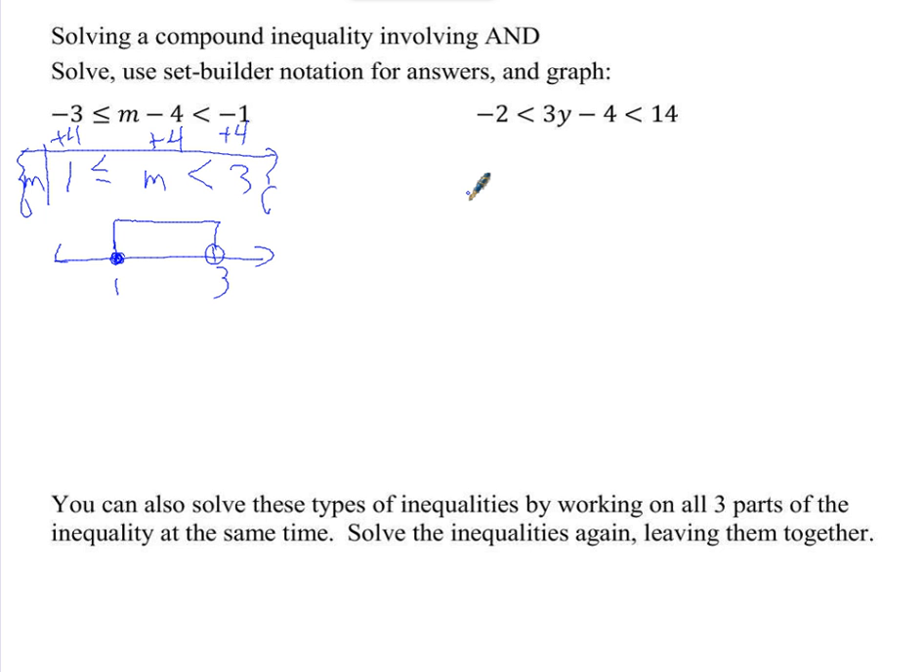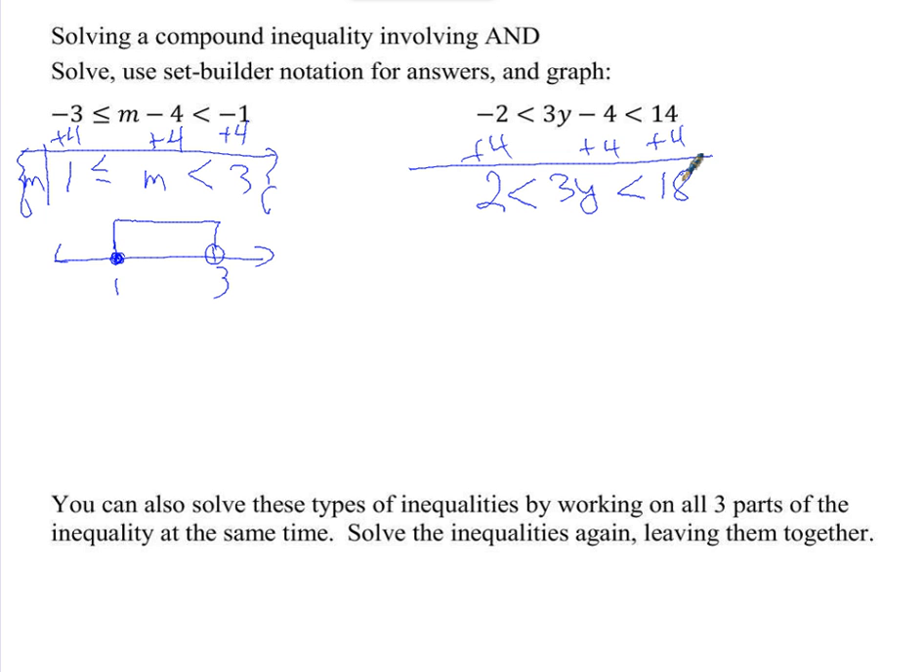We're going to add 4. It's the same as what we've been doing. Plus 4. But I added 4 there, which means I need to add 4 to the outsides as well. So that gets me 2 is less than 3y is less than 18.